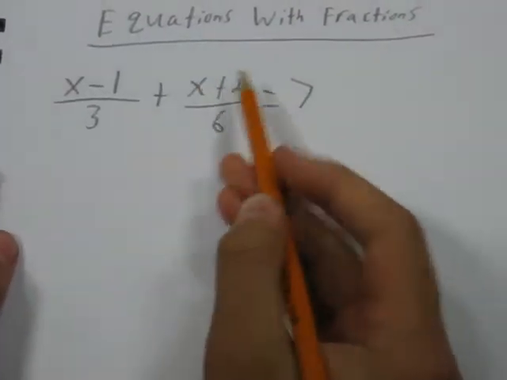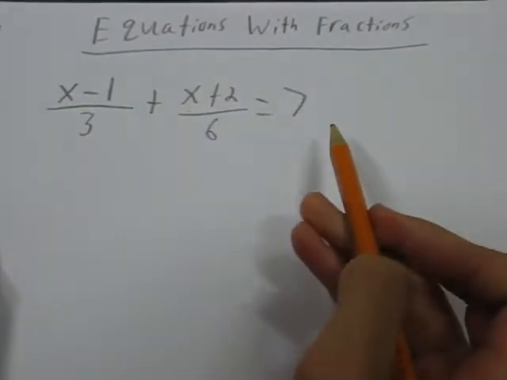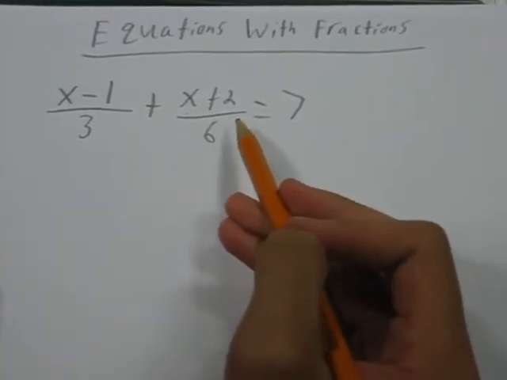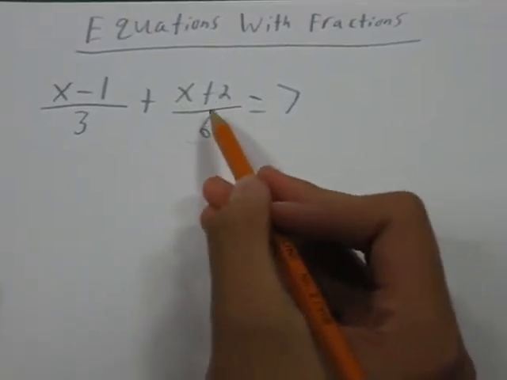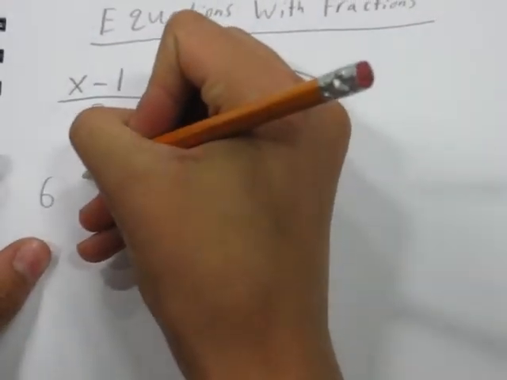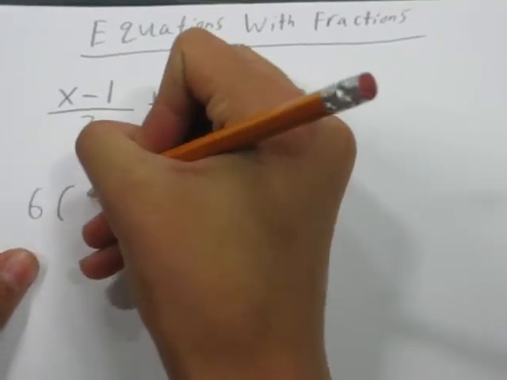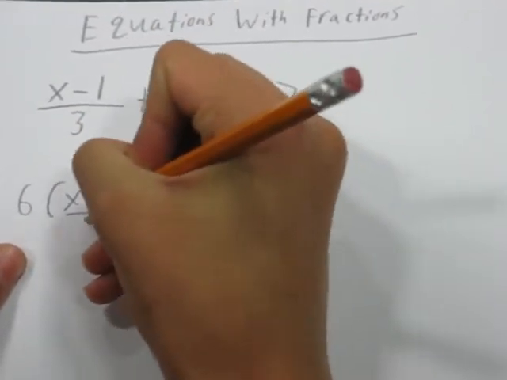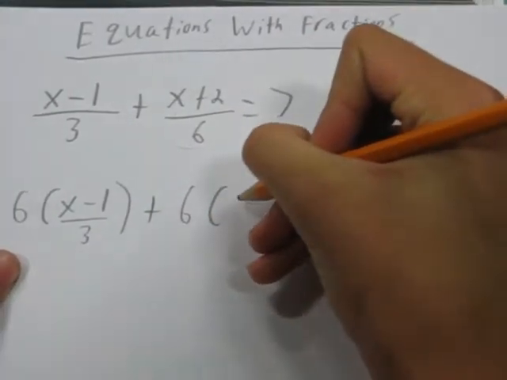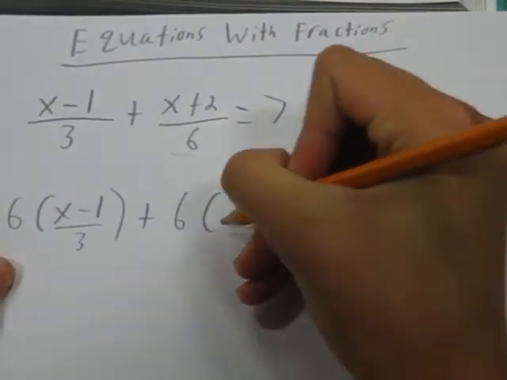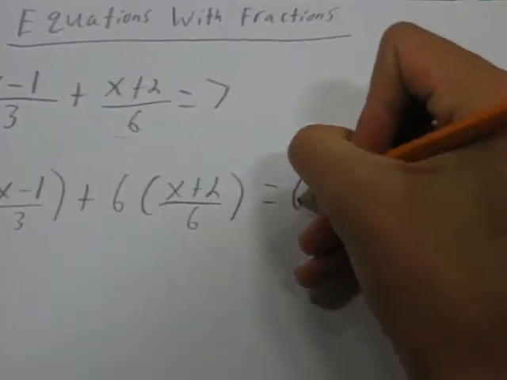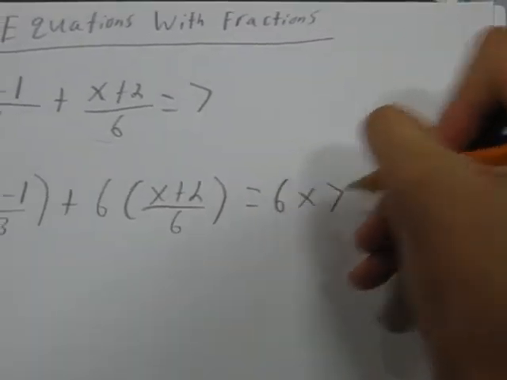The way to solve equations with fractions is that you have to times everything by the common denominator, which is 6. So it's going to look like this. 6 times (x - 1)/3 plus 6 times (x + 2)/6 equals 6 times 7.